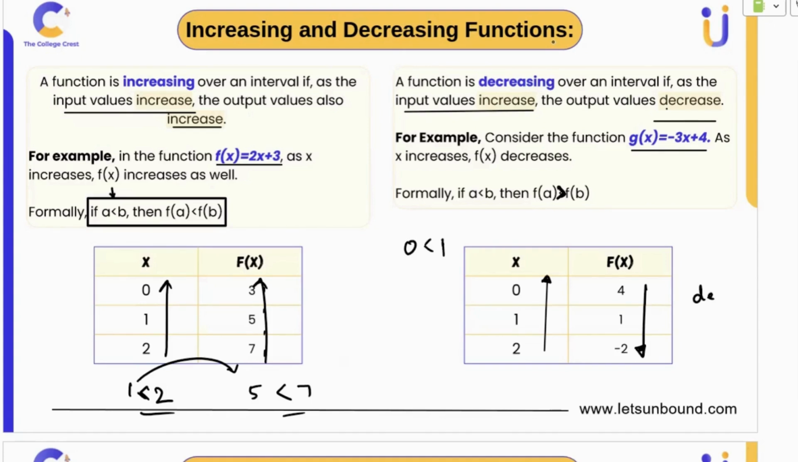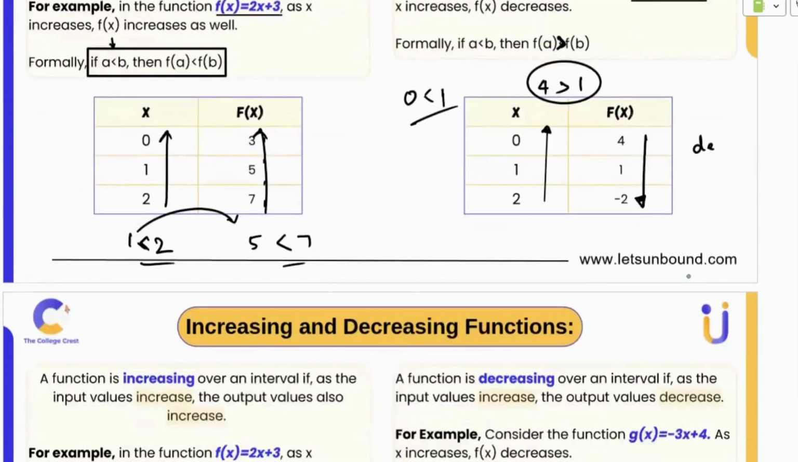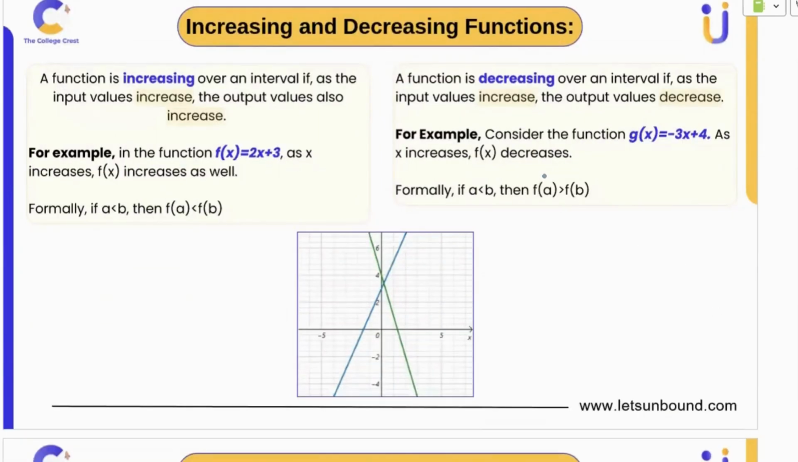So A less than B, 0 is less than 1. What happens to f of A? f of 0 is 4, and f of 1 is 1. So A is less than B, but f of A is greater. If they behave opposite, they are decreasing functions. Right? Now, the graphical way: increasing and decreasing in a graphical manner.